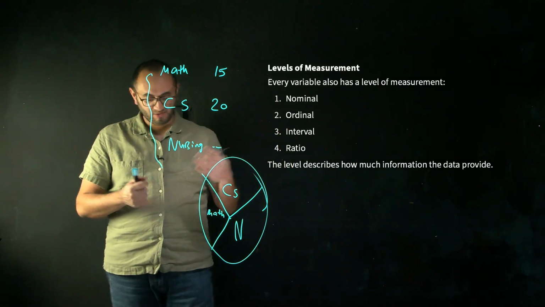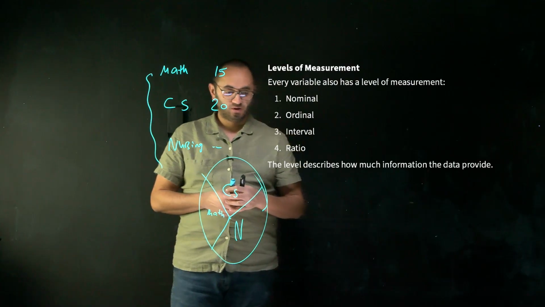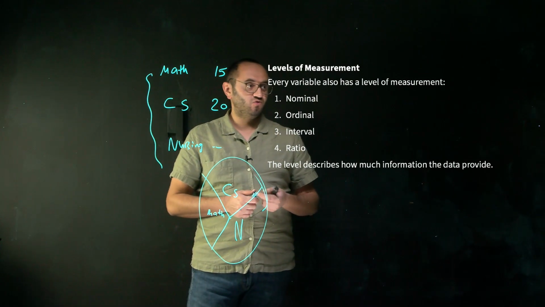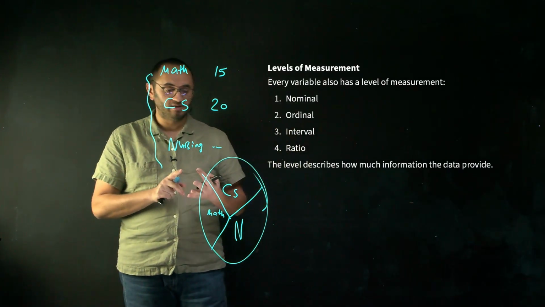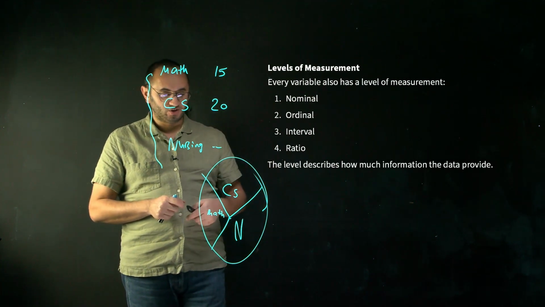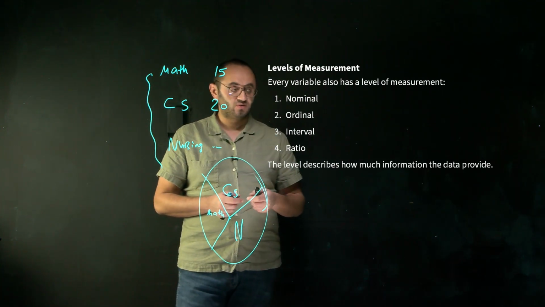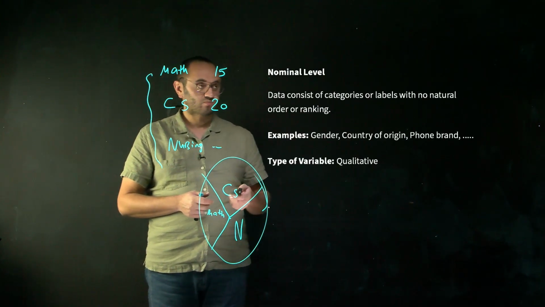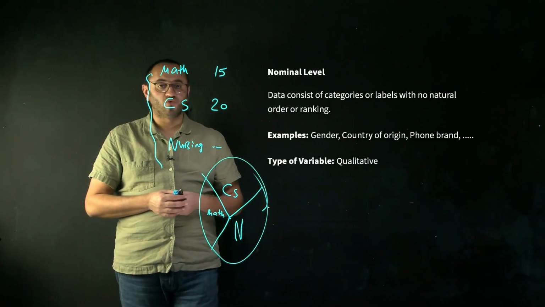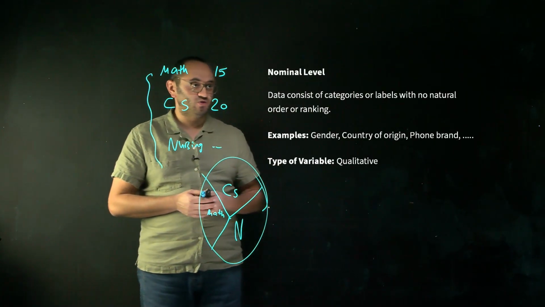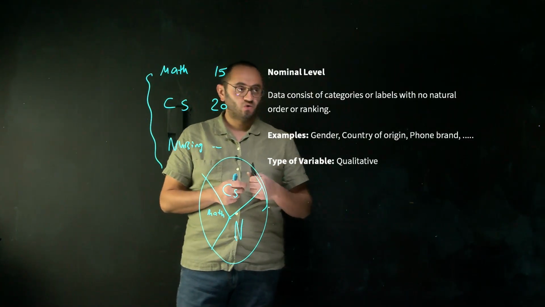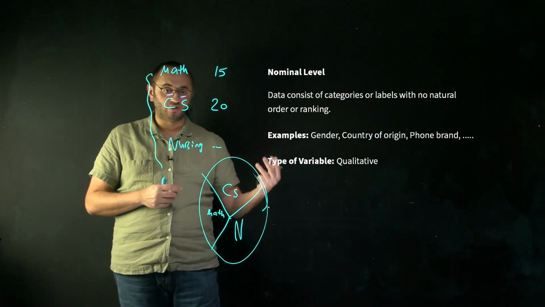All right, so as I mentioned, to be more specific, we have levels of measurements. So every variable also has a level of measurements: nominal, ordinal, interval, and ratio. Now, we are going to discuss those four levels. Nominal. Nominal, the data consists of categories or labels with no natural order or ranking. So we have categories or groups, but we cannot order them.